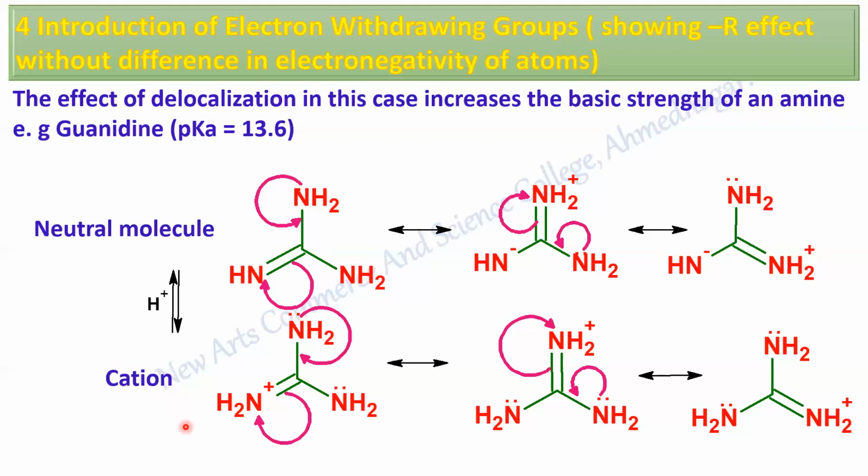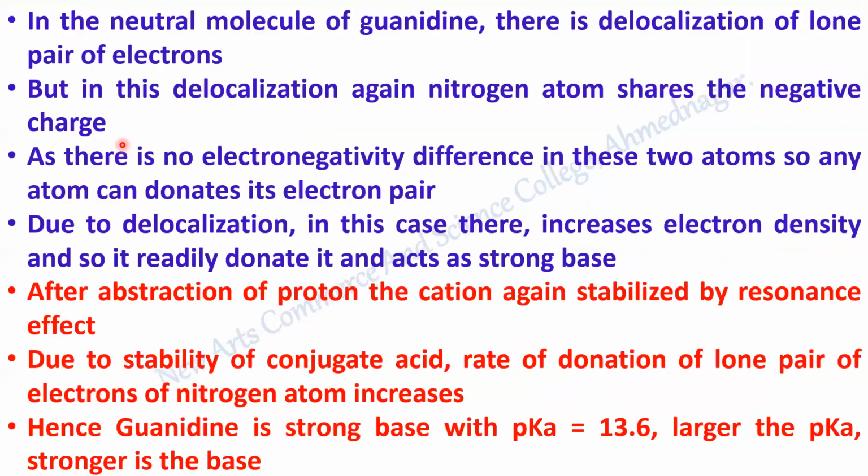Again, we can show three resonating structures for the stability of this cation. So what we say here is that this cation is stabilized by the electron withdrawing resonance effect, but the negative charge is shared by the same kind of atom. If that is the situation, then the basicity always increases. Because of that, guanidine is a strong base.